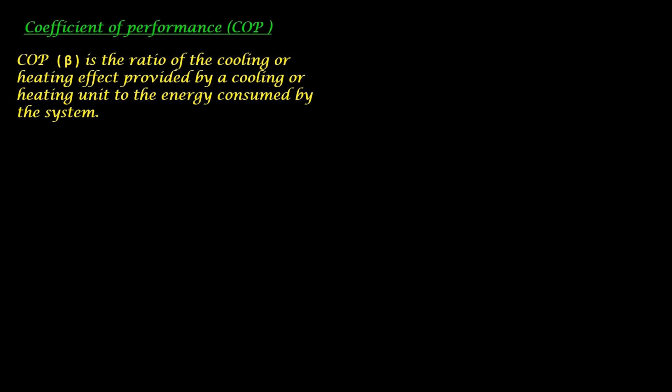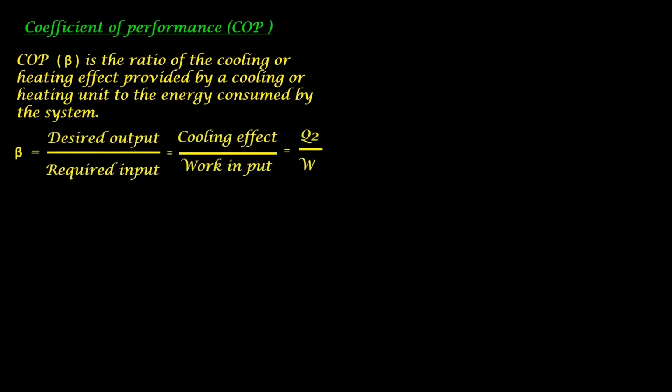In the previous video, we have already discussed the block diagram for the refrigerator, which is also applicable for the heat pump. If you have not watched that video, please click the I button in order to watch that. The symbol for coefficient of performance is beta. From the definition, for the refrigerator, beta is equal to desired output upon required input, which is equal to cooling effect by work input, equal to Q2 by W.